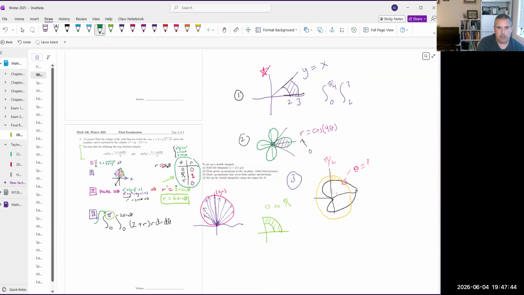Visually, to me, it looks like we started here and then we were in the region. So the question is, when am I stopping being in the region? Oh, right here. So visually, it does look like 0 to pi.